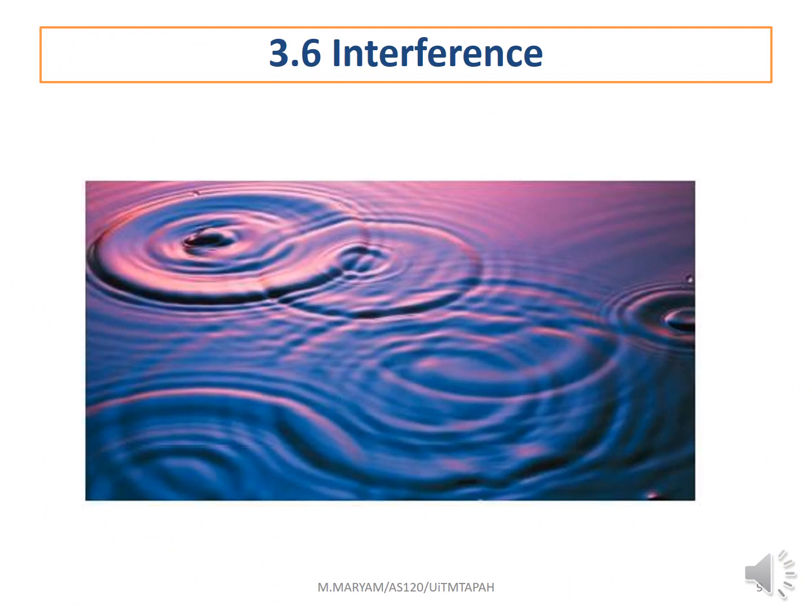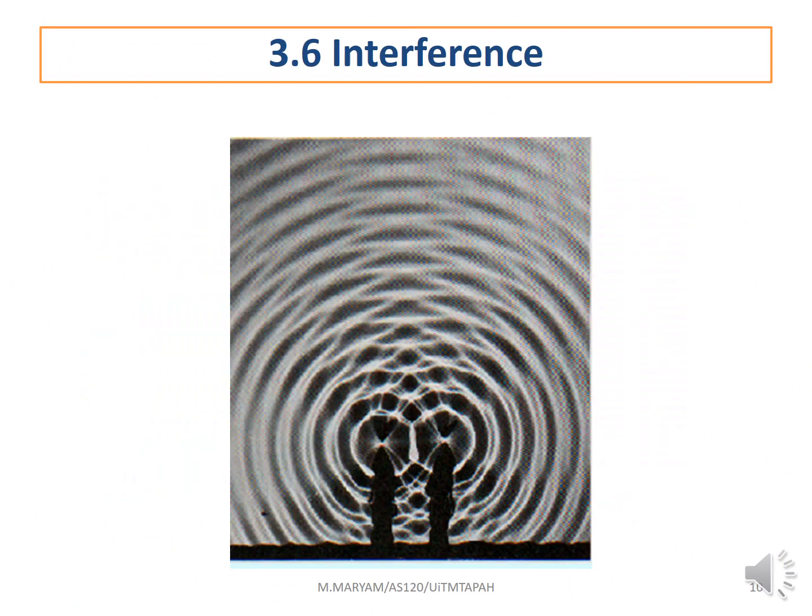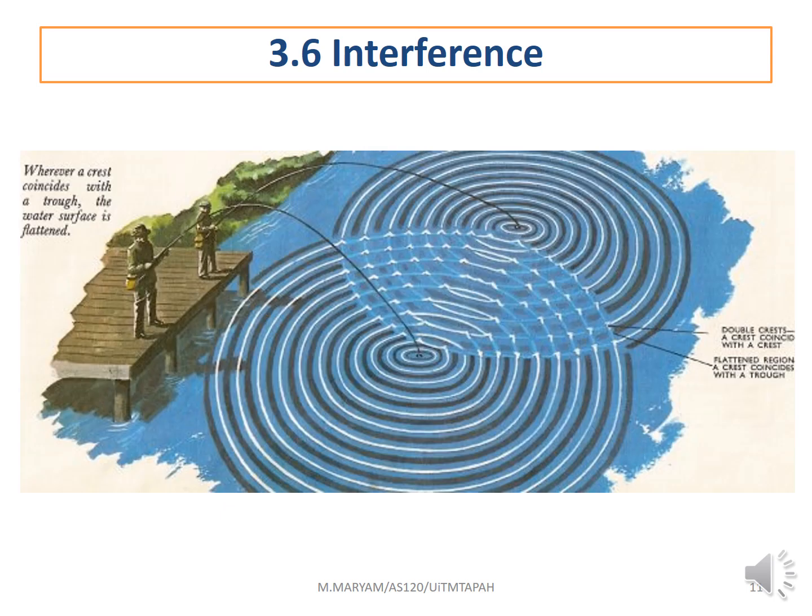Interference. Have you ever seen this kind of situation? What can you see from the figure? Another example. As you can see in the figure here, there are crests and there are troughs. Whenever a crest meets a trough, here on the horizontal line, the water surface is flattened. As you can see, the flattened part is where a crest meets a trough.